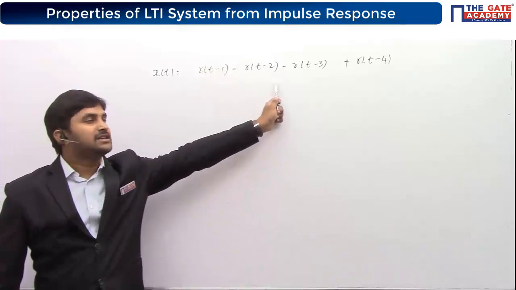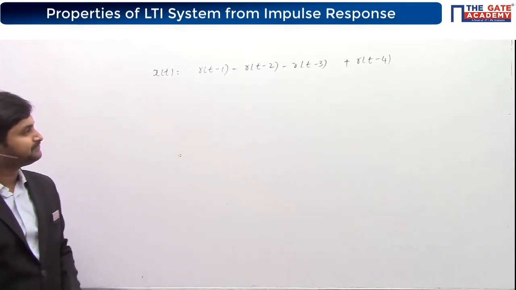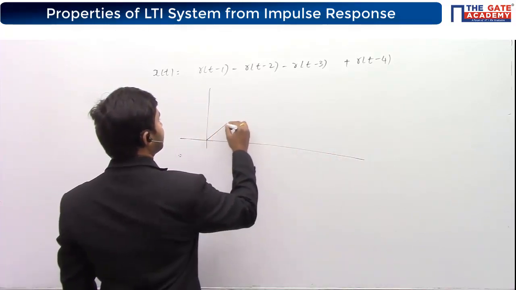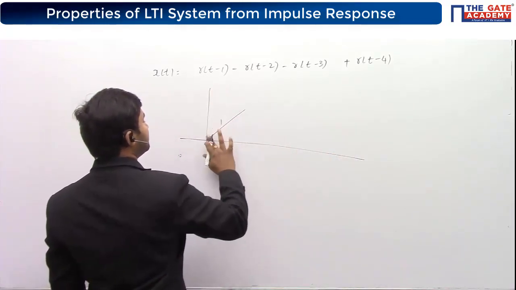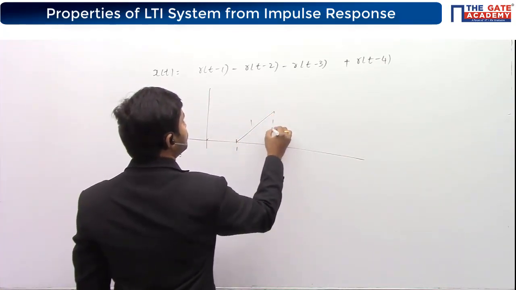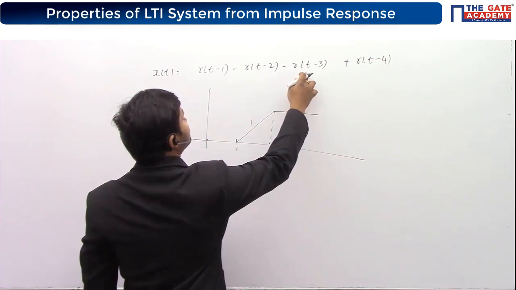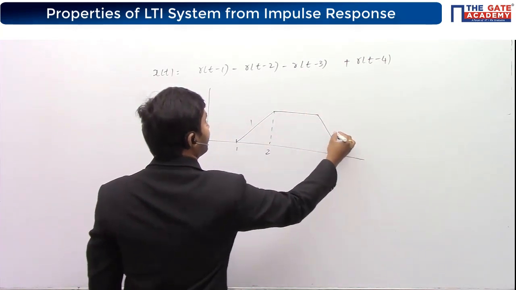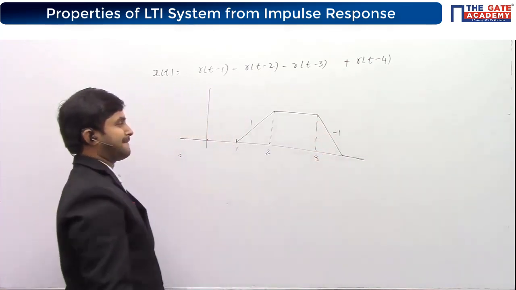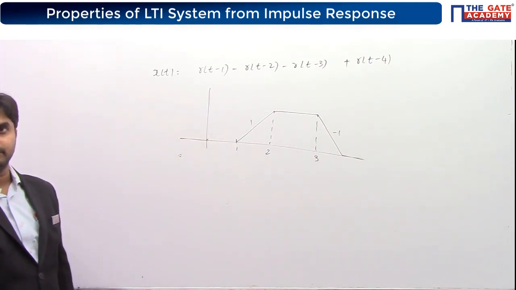So r of t minus 1 minus r of t minus 2 minus r of t minus 3 plus r of t minus 4. If you draw the graph, it will be something like this. At t equal to 1, you are adding a slope of 1 unit. At t equal to 2, you are subtracting a slope of 1 unit. At t equal to 3, you are again subtracting a slope of 1 unit. At t equal to 4, you are adding a slope of 1 unit. Correct? This is how the graph is.